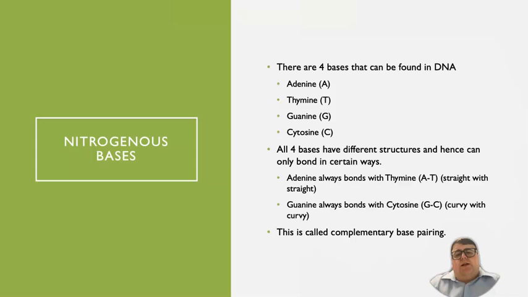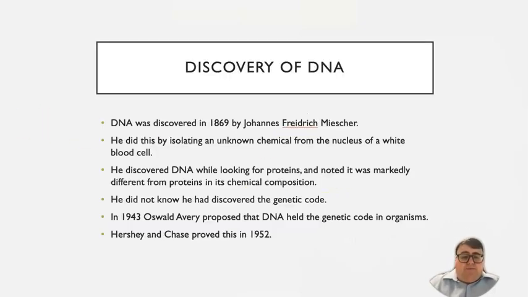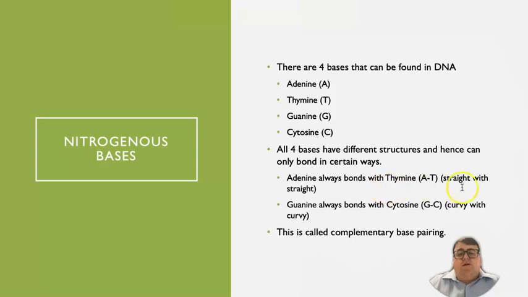Let's look at those nitrogenous bases in a little bit more detail. So, like we said, in DNA, there's 4 bases that can be found. So we've got adenine, which we label with an A, thymine, which we label with a T, guanine, which we label with a G, and cytosine, which we label with a C. All 4 of those bases have very different structures, and hence they'll only bond in certain ways. So, for example, adenine will only ever bond with thymine, and we kind of say that with the straight letters bond with the straight letters. Whereas guanine will always bond with cytosine and nothing else, G and C together. Curvy letters with curvy letters, G and C both are curvy letters. That is complementary base pairing.